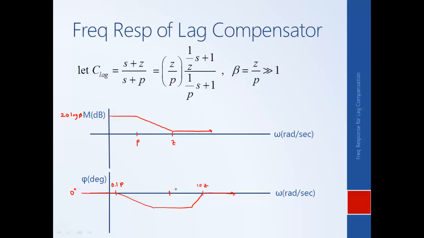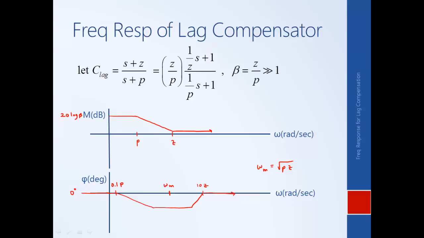And the maximum amount of phase lag occurs at omega m, is what we'll call it, where the maximum dip in the phase is. And that is located at the geometric mean between the pole and the 0, just as it was with the lead compensator.